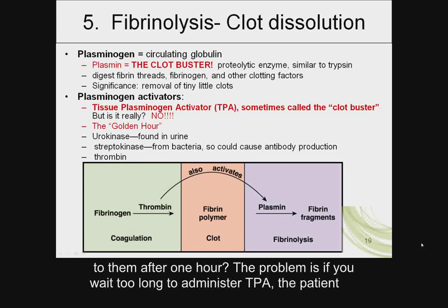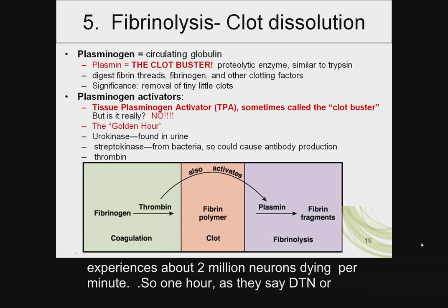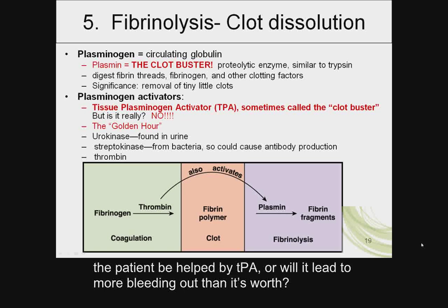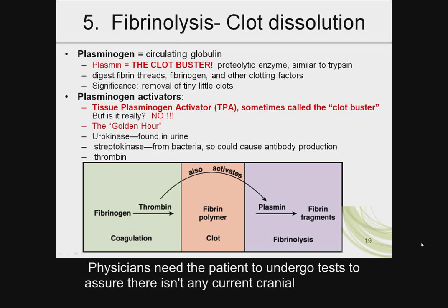Why just an hour? Why not give it to them after 1 hour? The problem is, if you wait too long to administer TPA, the patient experiences about 2 million neurons dying per minute. So 1 hour, as they say, DTN, or door to needle time. And then after that, the physician really has to make a tough call. Will the patient be helped by TPA, or will it lead to more bleeding out than it's worth?